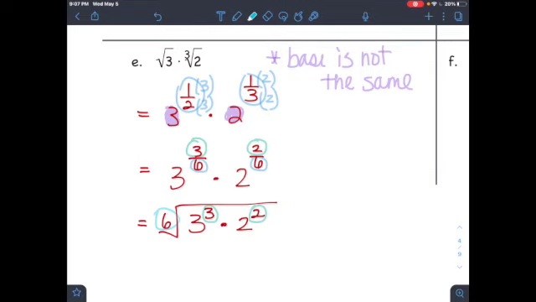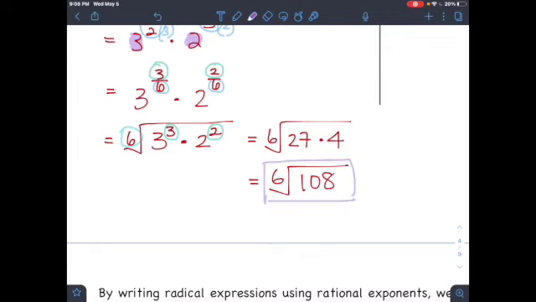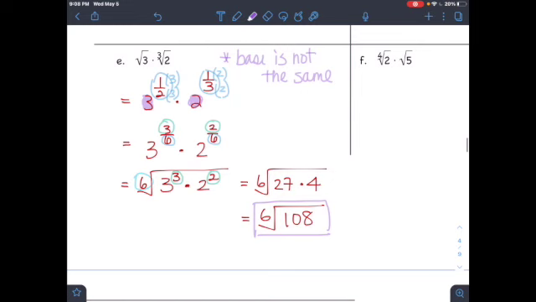And now punch in the calculator. One very important thing is when you punch in the calculator, you need to make sure you do the order of operations. 3 to the third power is 27, times 2 to the second power, which is 4. And when you finish working out the numbers by punching the calculator, that's 6th root of 108. So stop the video, try the next problem.